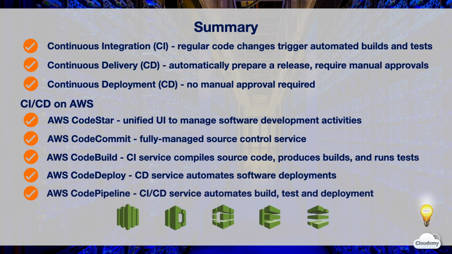CodePipeline is a fully managed CI/CD service that helps you automate release pipelines for rapid software releases and infrastructure updates. It's integrated with CodeCommit, CodeBuild, and CodeDeploy, and automates deployment phases of the release process based on the model you define. Okay, that's all for CICD on AWS.